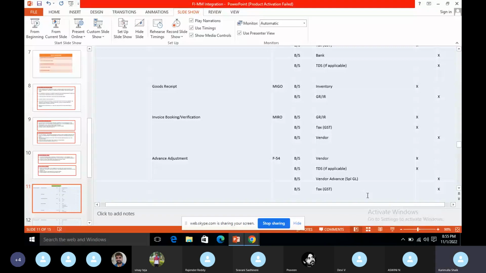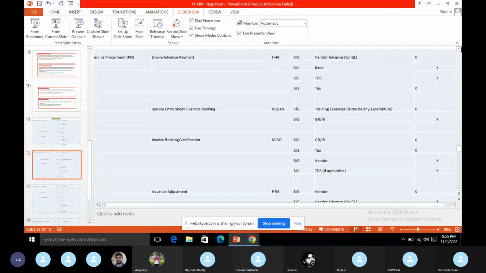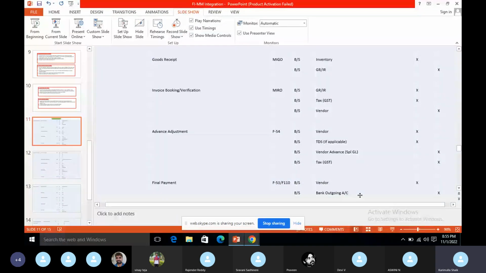And the final payment entry will be, the T code is F-53 or automatic payment program F110. The entry will be vendor account debit to bank outgoing account credit.